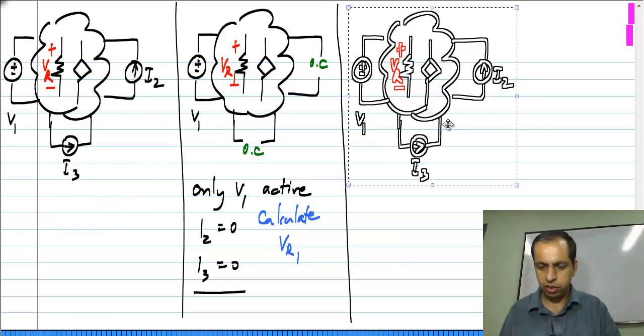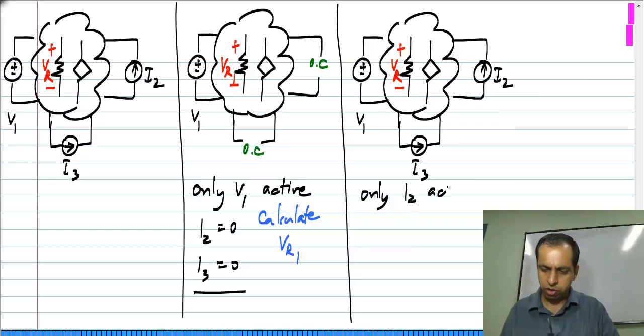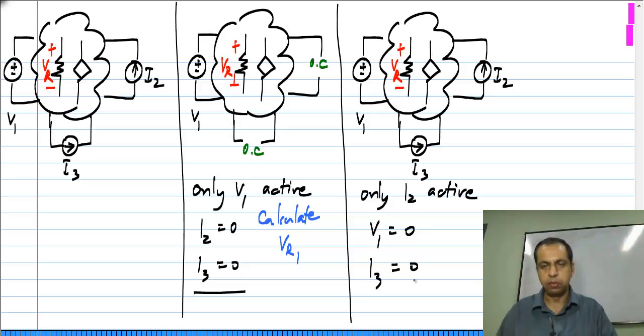I analyze the circuit once again. Okay. This time I will have only I2 to be active. So, that means that V1 is 0 and I3 is 0. Okay. So, what do I do? I have to set I3 to 0. A 0 valued current source is nothing but an open circuit. Okay. So, that is what I do.